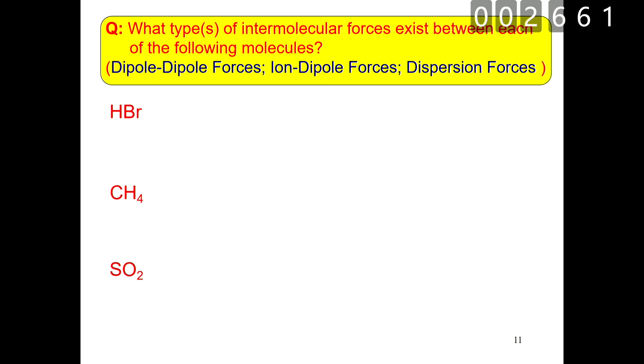Anyone have a try? CH4 will be dispersion force. The second one, what kind of forces? Dispersion force. Yes, dispersion forces, and no dipole forces, right?